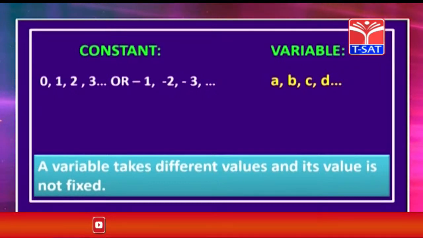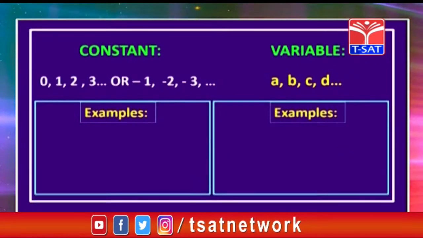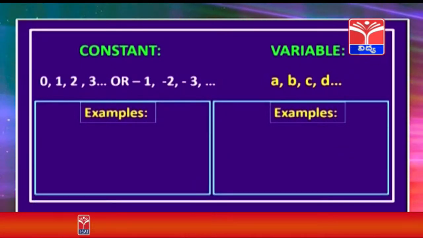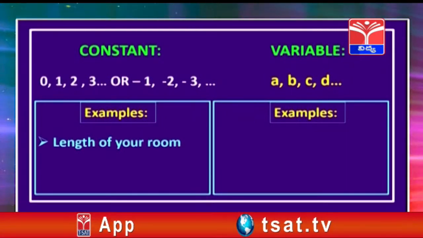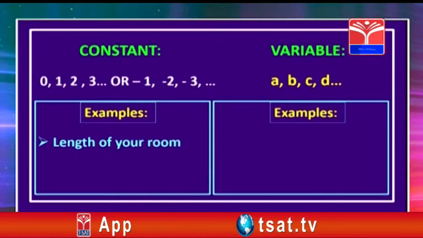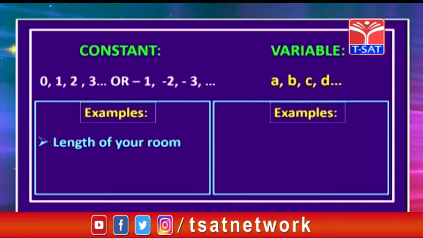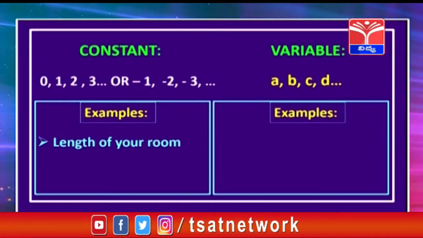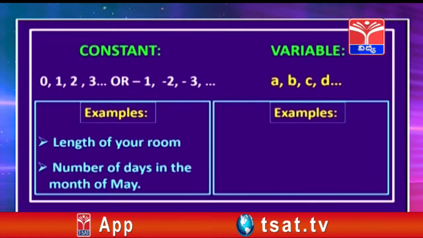Okay, children. Now let us see where we come across constants and variables in our daily life situations, children. Let us see a few examples. So first we will see constant. Length of your room. Now see, children, the length of your room, will it be changed any day? No, it remains the same. Isn't it, children? So we call it a constant. Not only that, if you take the number of days in the month of May, every year May month will have the same number of days.